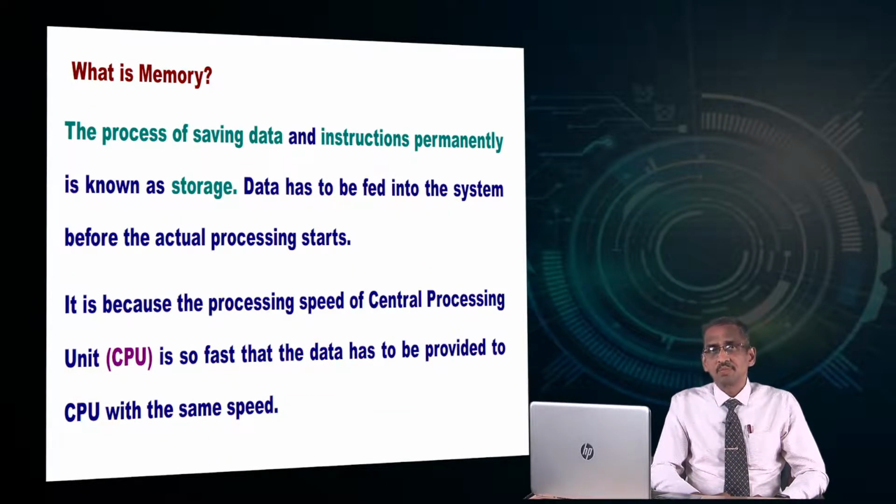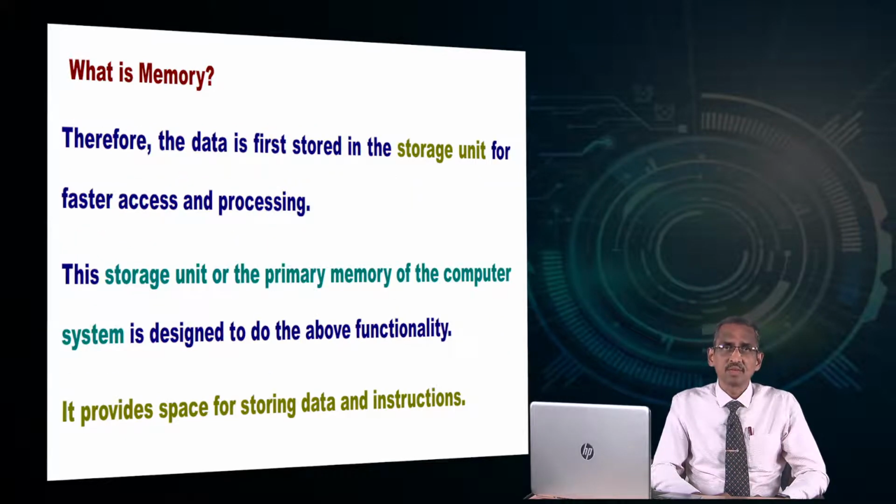What is memory? The process of saving data and instructions permanently is known as storage. The data has to be fed into the system before the actual processing starts. It is because the processing speed of the central processing unit or the CPU is so fast that the data has to be provided to the CPU with the same speed. Therefore, the data is first stored in the storage unit for faster access and processing.